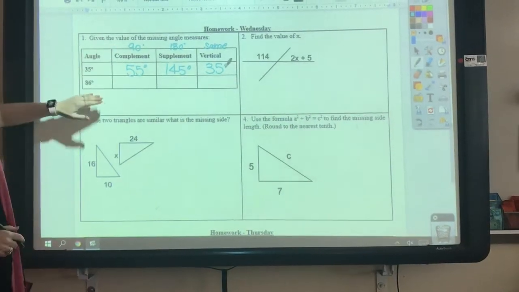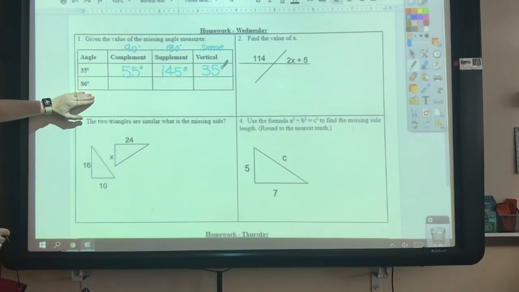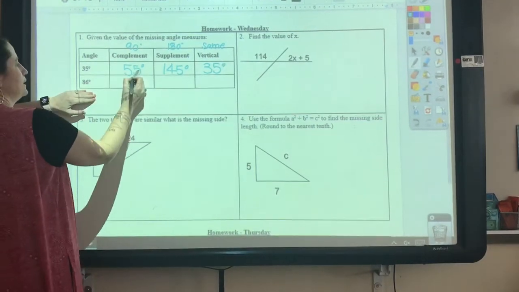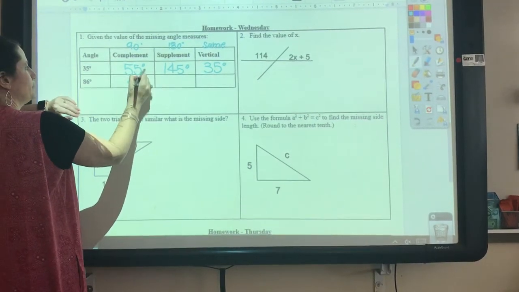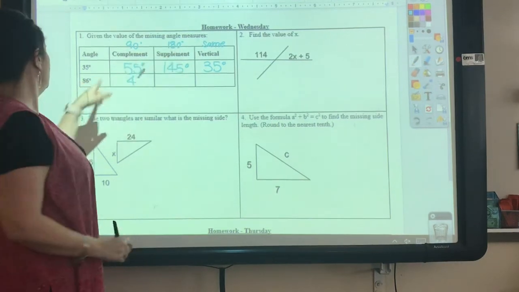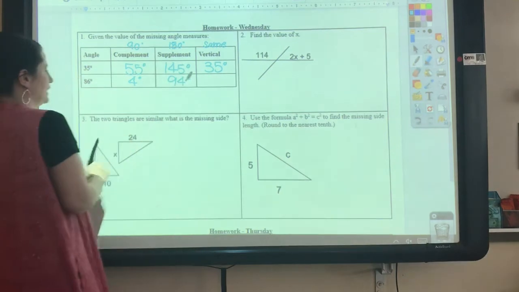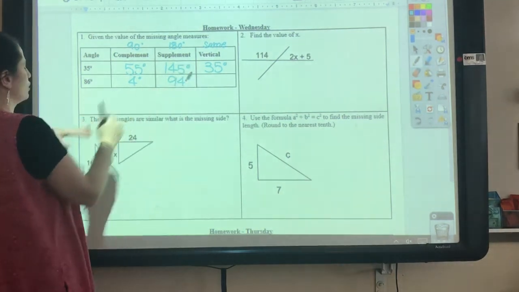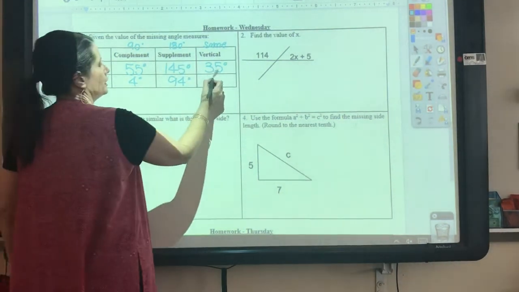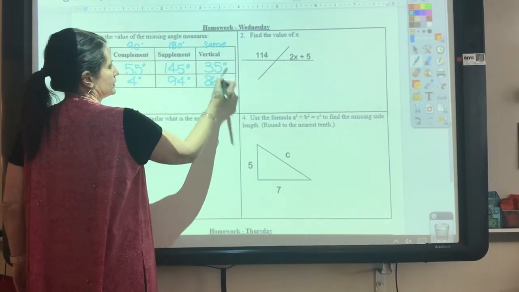For my second value, I'm given 86 degrees. The complement is going to be 90 minus 86, so the complement's 4 degrees. For supplement, 180 minus 86 degrees will be 94 degrees. And again, really simple, vertical angles across from each other always have the same value. This would be 86 degrees.